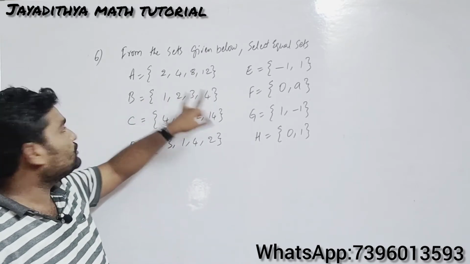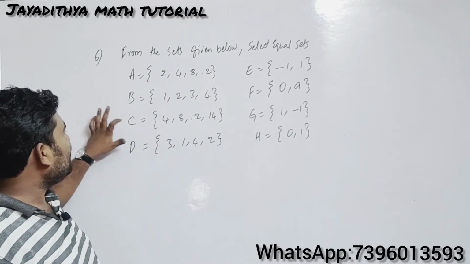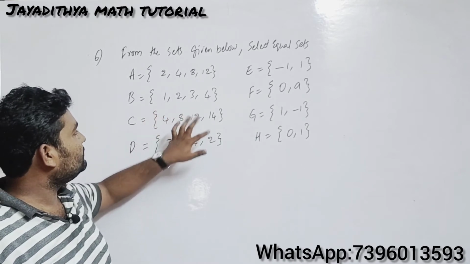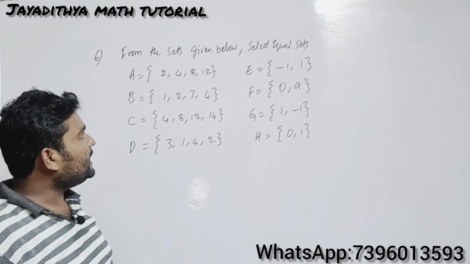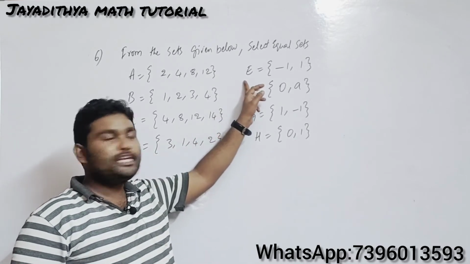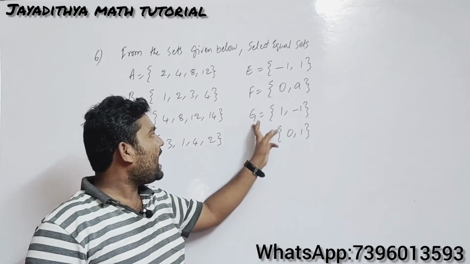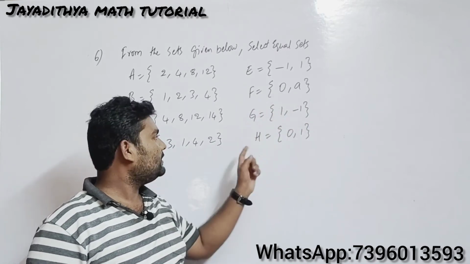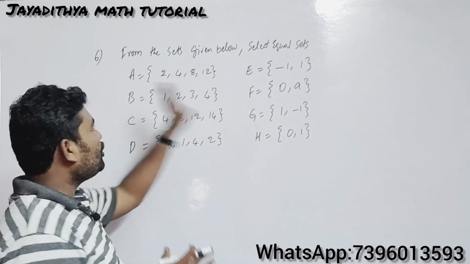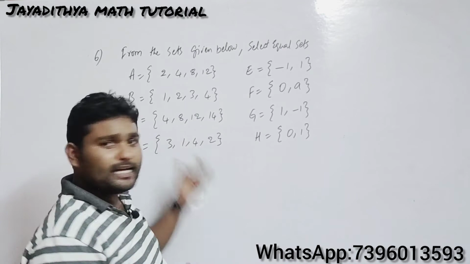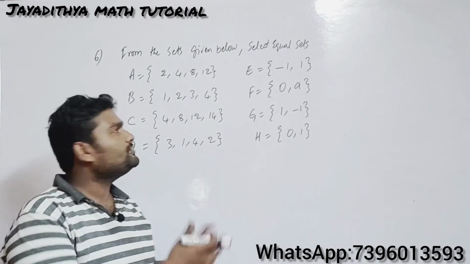2, 4, 8, 12 are the elements in set A, and in B you have 1, 2, 3, 4. And in set C you have 4, 8, 12, 14, and in set D 3, 1, 4, 2. Clear? And in set E you have minus 1 and plus 1, and in F you have 0 comma A, and in G you have 1 comma minus 1, and in H you have 0 comma 1. Clear? So these are all the sets given under question 6, and from this you should identify what are equal sets, and just write them.